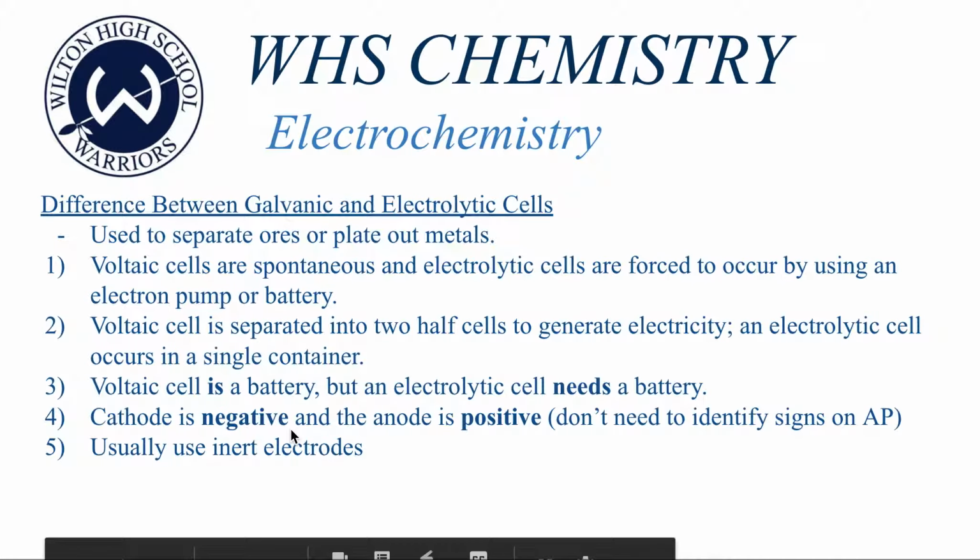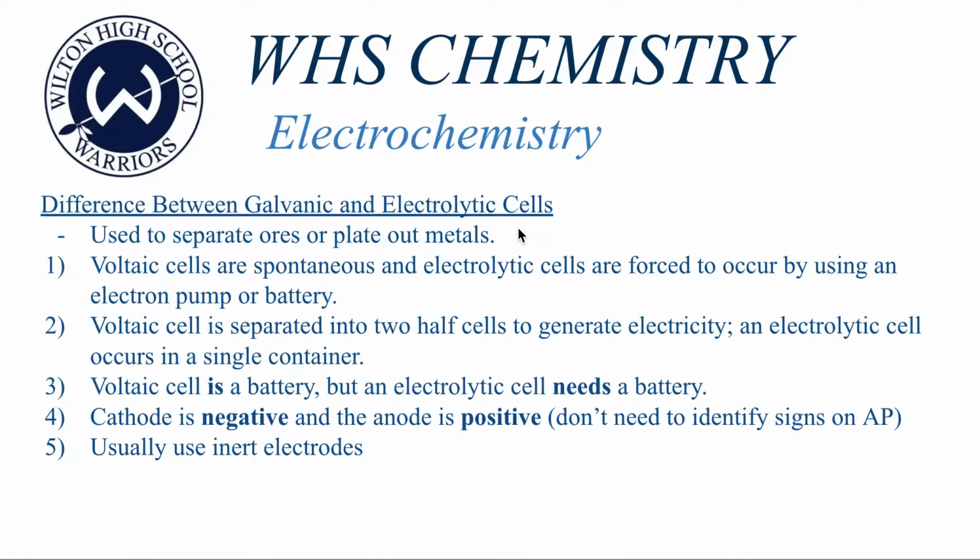So the difference between galvanic and electrolytic cells. Electrolytic cells are usually used to separate ores or plate out metals. You'll see that in a lot of FRQs or multiple choice. So number one is that voltaic cells are spontaneous and electrolytic cells are not spontaneous, so they're forced to occur by using an electron pump or battery.